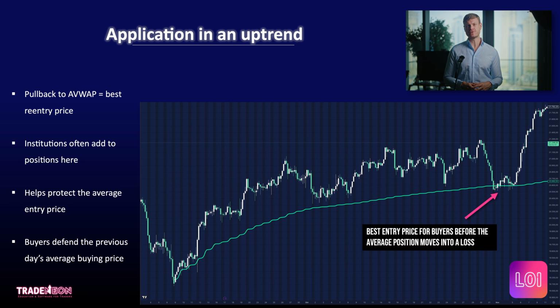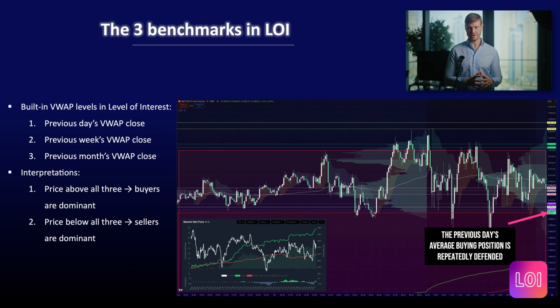For our levels of interest, we initially include three important benchmark prices: the closing price of the previous day's VWAP, the closing price of the previous week's VWAP, and the closing price of the previous month's VWAP. All three are not only very powerful levels to which the price sometimes reacts very negatively, but first and foremost, they are essential benchmarks for determining who is currently in control of the market, buyers or sellers.